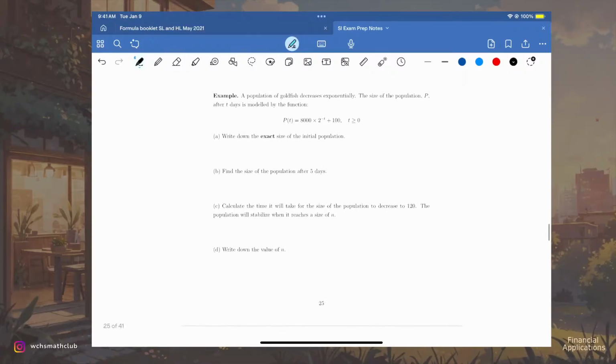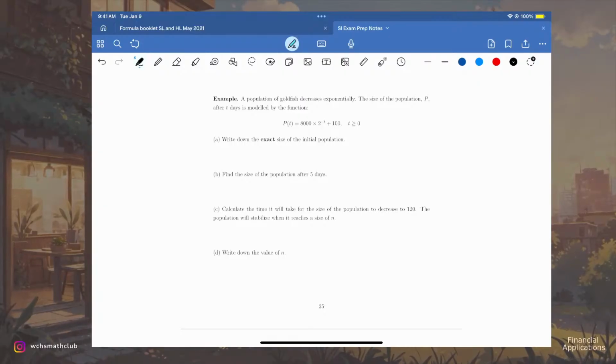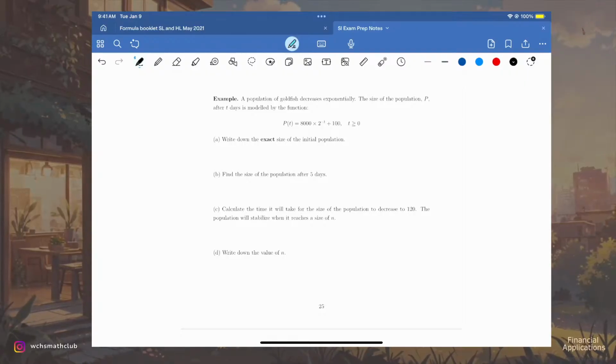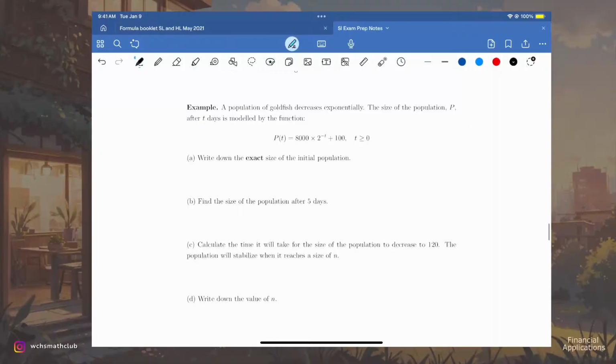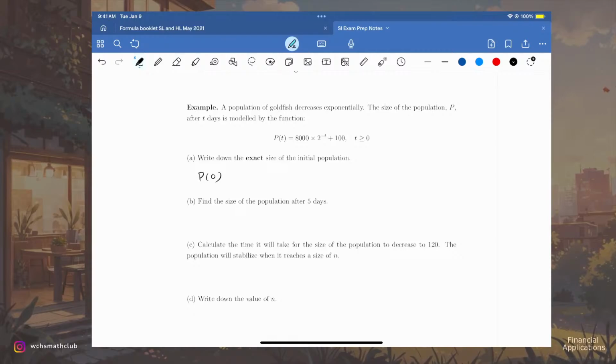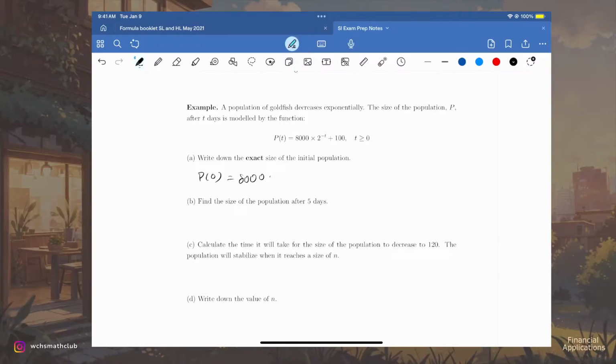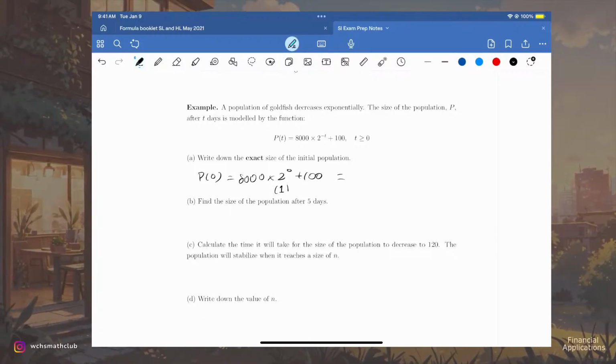And then we can do another example here involving goldfish, where the population of goldfish will decrease exponentially. The size of the population, P after t days, is modeled by the function P(t) = 8,000 times 2^(-t) + 100. For part A, to find the exact size of the initial population, all you really have to do is plug in 0. So P(0) is equal to 8,000 times 2^0 plus 100, and because this is just 1, it's just 8,100.